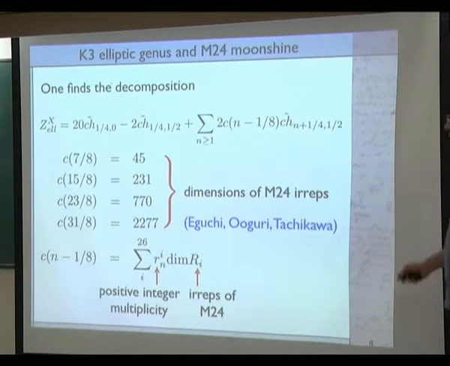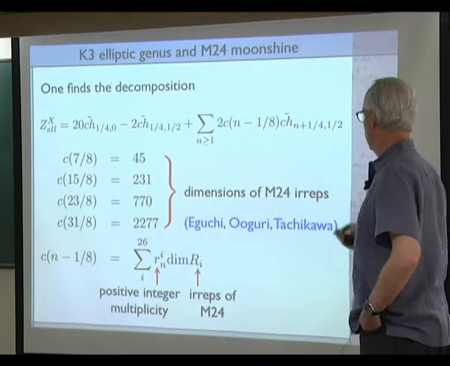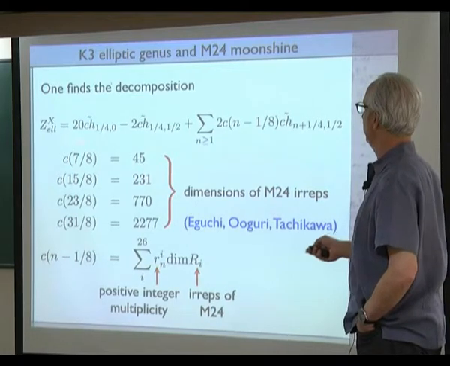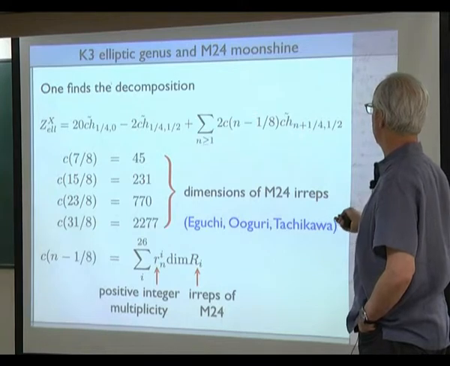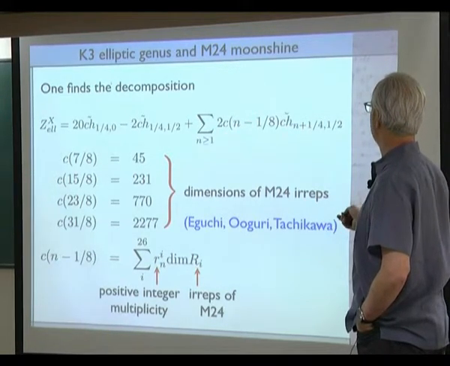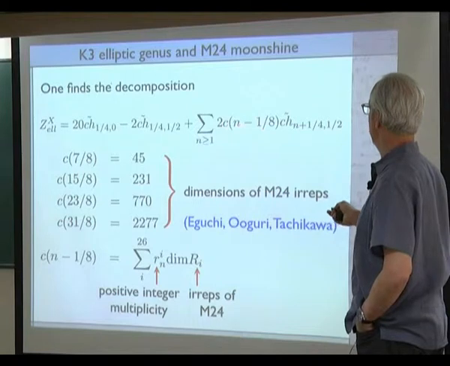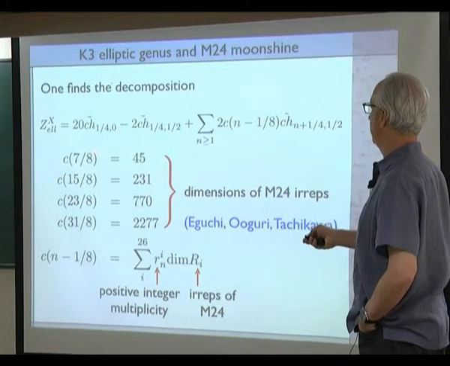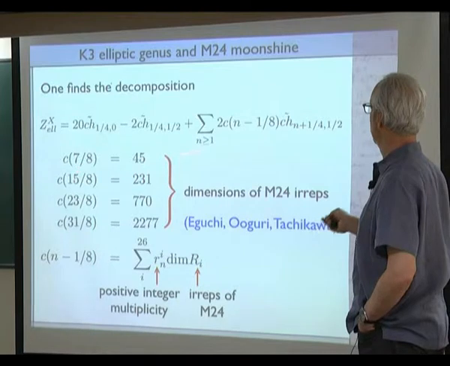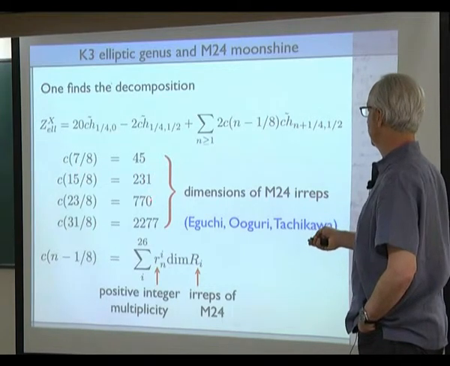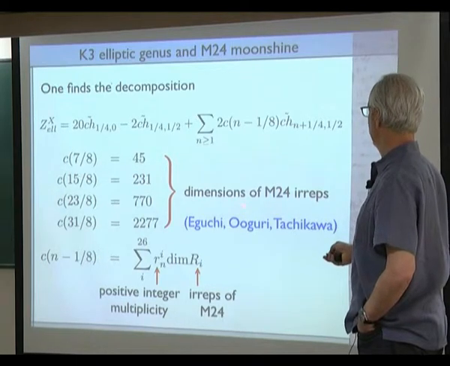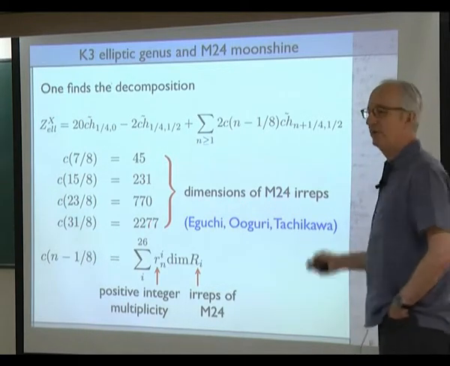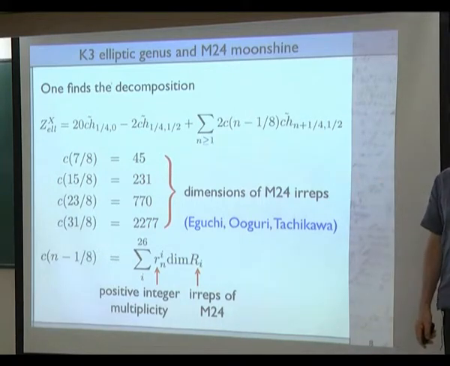So if you decompose into N equals 4 characters, you find a combination of massless characters and then an infinite sum of massive characters. The coefficients multiplying this infinite sum of massive characters I've called C of n minus an eighth, and they have the following values. You get 45, 231, 770, 2277, etc. And the observation of Iguri, Oguri, and Tachikawa is that these numbers are all dimensions of irreducible representations of M24.